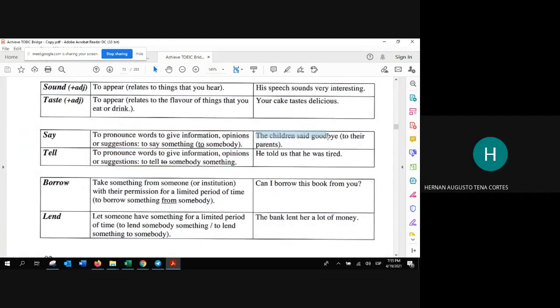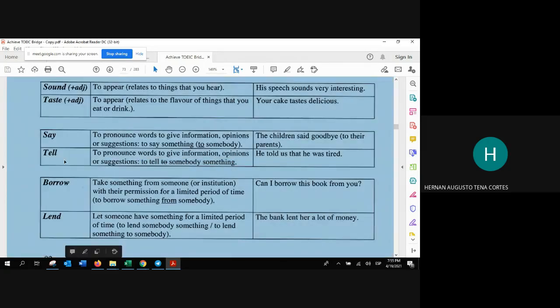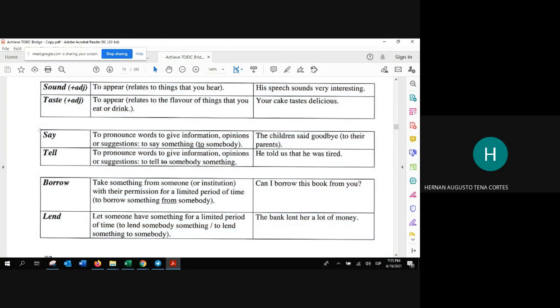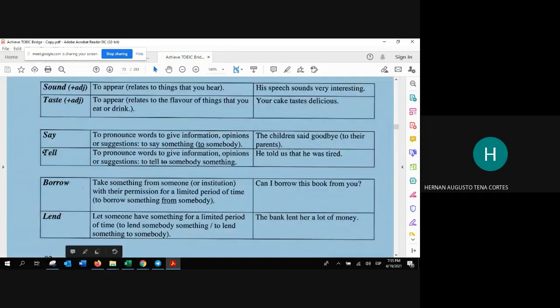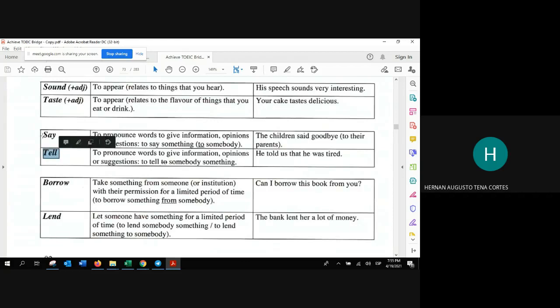So the children said goodbye. But tell, we give information, opinions, suggestions, to tell somebody something. Normalmente es como decir y contar. Say sería decir y tell sería contar. Piénselo de esa manera, es mucho más fácil. So, we tell a joke. Contamos un chiste. But you say your name. Usted dice su nombre. See the difference?